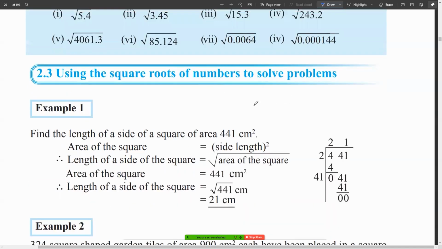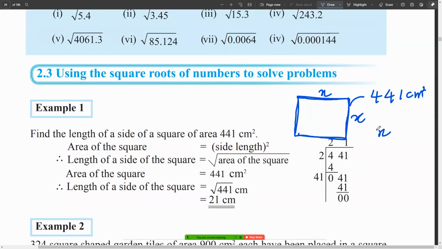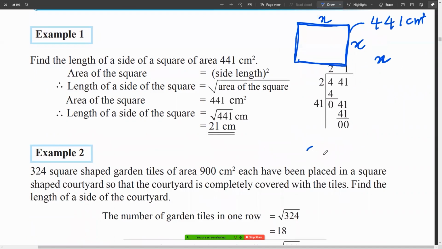So you know about area. Square means the value of this side and this side is equal. They are saying that in this kind of square, the total area is 441 square centimeters, and we are asked to find the x value, which means the square root of 441. This is how we get the area, no? Side of one side into side of another side is equal to the area 441.